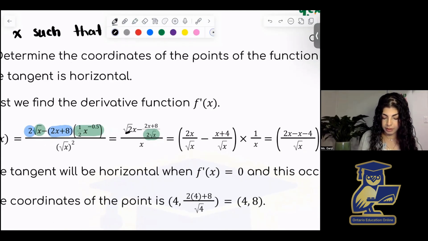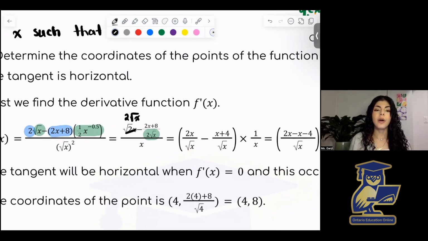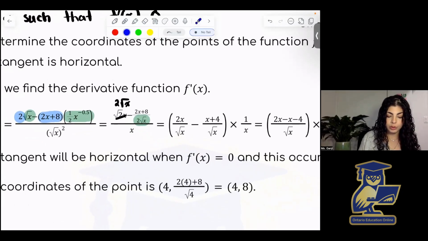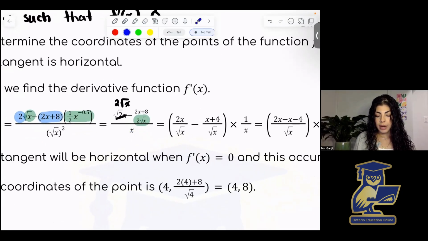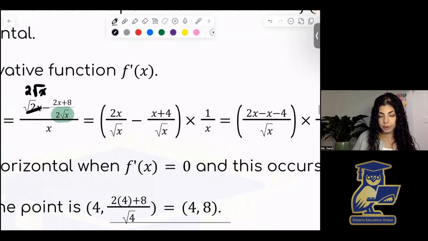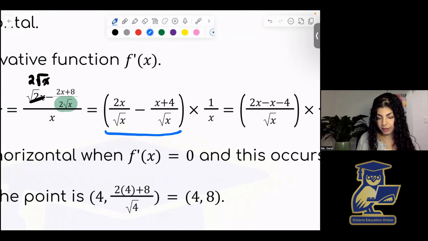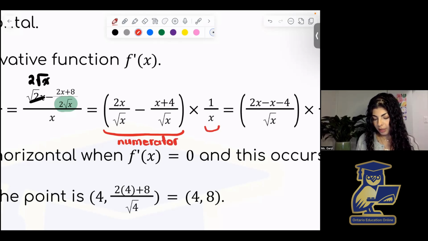And slight error there, that should be 2 square root of x. Okay. And now our denominator, which was square root of x squared, is just x. Now because I have just x in the denominator, I can separate these into two terms. So I'm going to use what I know about square roots, and this is my numerator, and I want to simplify that, and this is my denominator, the x.